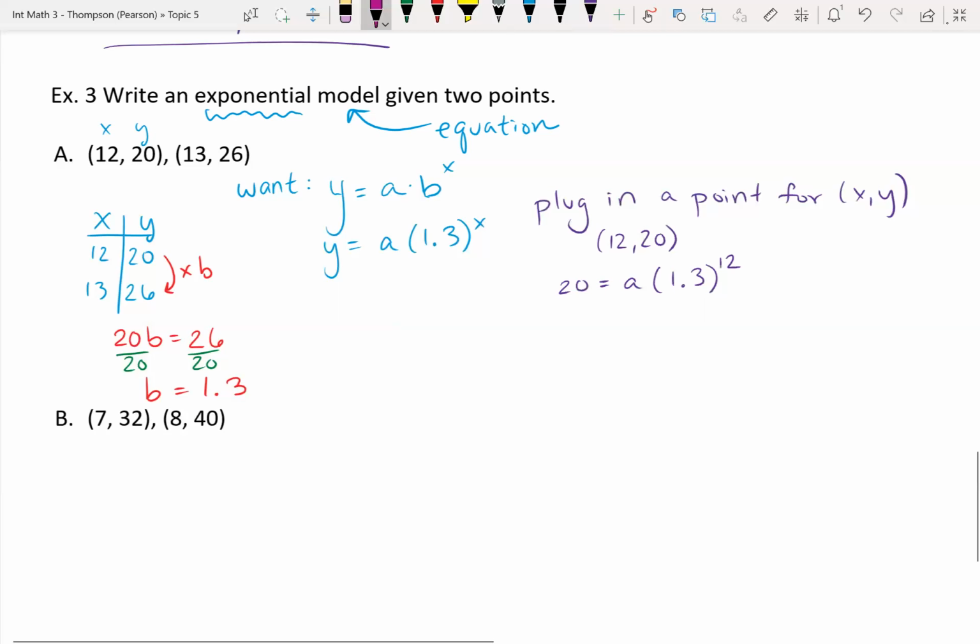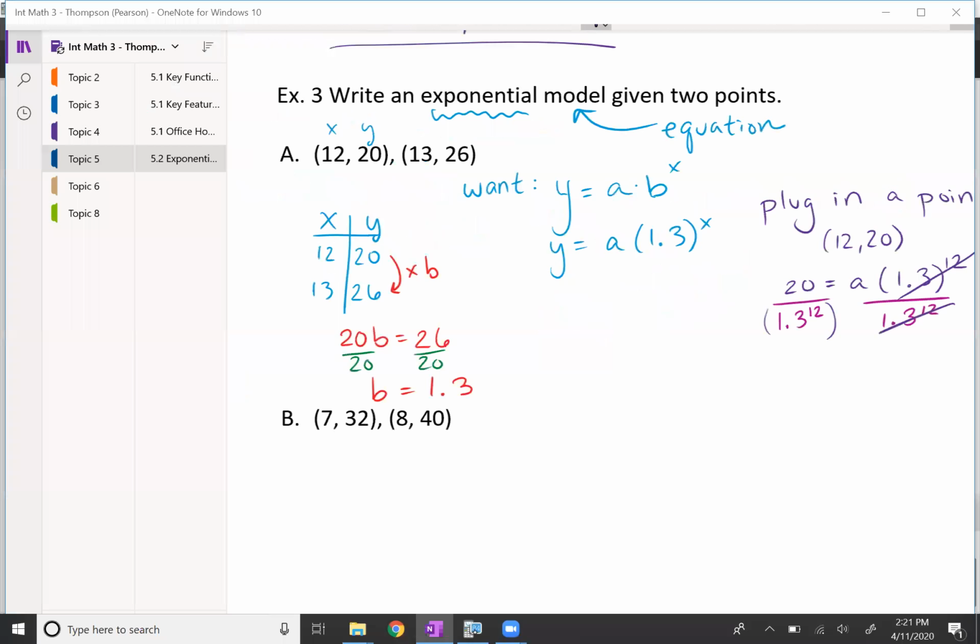When I go about solving this, if I were to punch 1.3 to the power of 12 in my calculator, I'm going to get some wild decimal. I don't want to risk rounding by doing 20 divided by that decimal. So I am just going to divide by the whole answer right here so that I don't lose any of my accuracy. So in the calculator, you could either do 20 divided by parentheses 1.3 to the power of 12, or you could do 1.3 to the power of 12, enter, and then 20 divided by that. If you want to recall an answer, I'll show you how to do it right here.